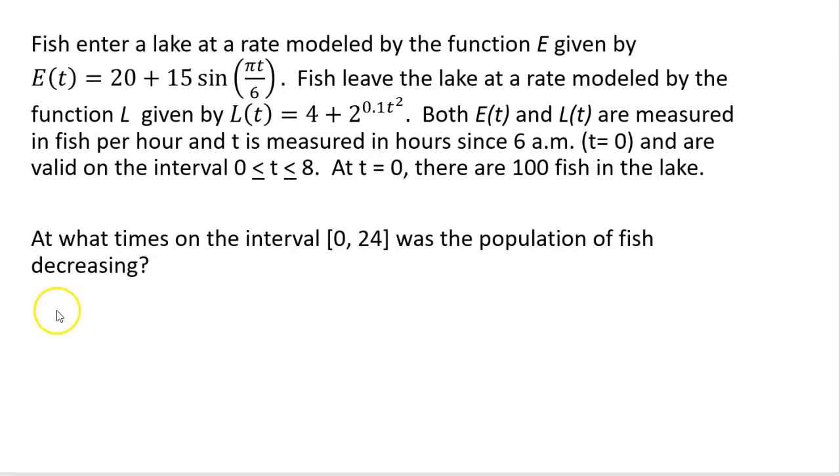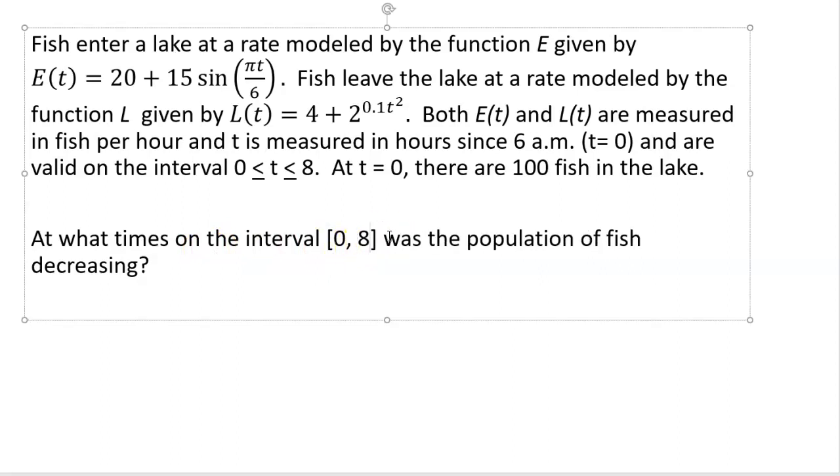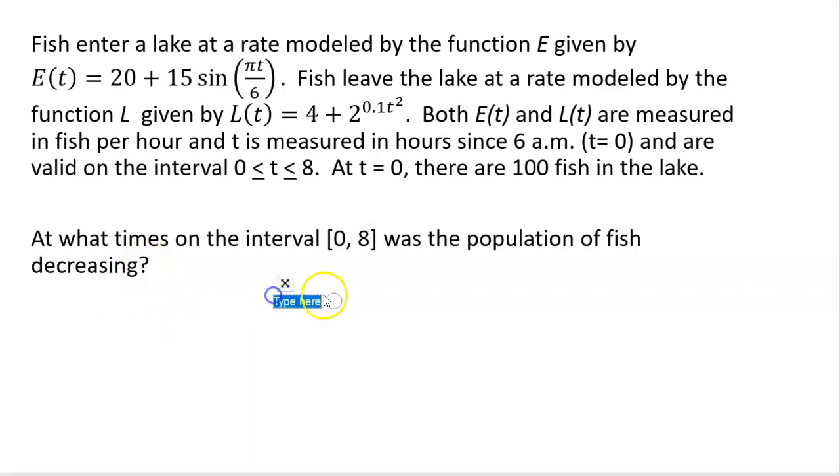Same given information, but now we're going to ask a new question. This next question is saying, at what times on the interval from 0, we're not going to go from 0 to 24, I forgot to change that. We're just going to go from 0 to 8. At what times on the interval from 0 to 8 was the population of fish decreasing? All right, well, we have a function here, and F of x represents the total number of fish.